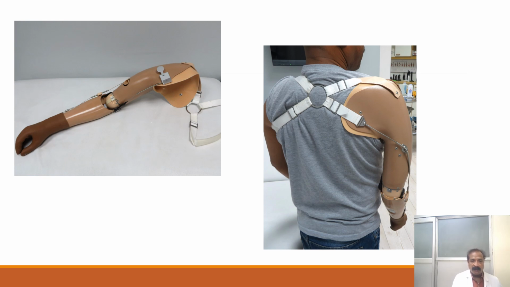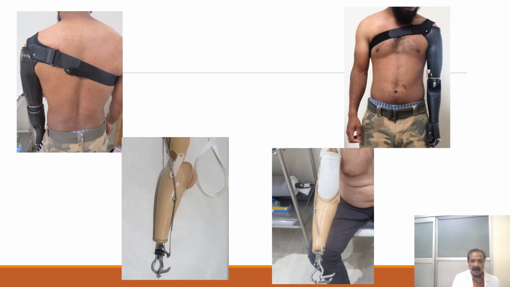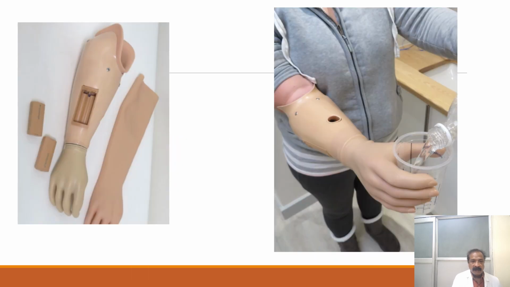Elbow flexion, elbow extension, and the terminal device or hand portion opening and closing are all controlled by the muscular system of this part of the limb, the stump, as well as the scapular muscles. So it has to be trained perfectly by the occupational therapist, who will train them to use this prosthesis. And these are the suspension systems, but this is the control cable for opening. And these are the myoelectric.